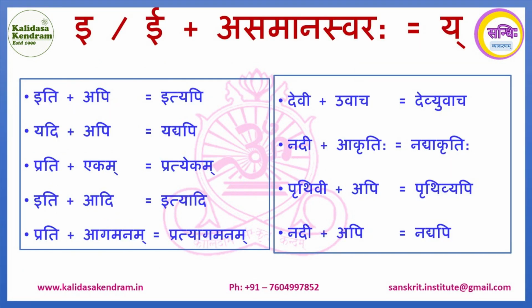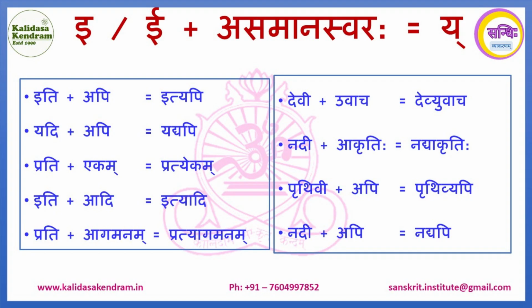Let's move on to the examples. Please watch the video again and again. If you have any doubt, kindly give it in the comments. Iti plus api, ityapi. Yadi api, yadyapi. Prati ekam, pratyekam. See, one thing you should understand, I becomes Ya. So, Ya means it is formed from I. That's all. Simple. So, iti plus adi, ityadi.